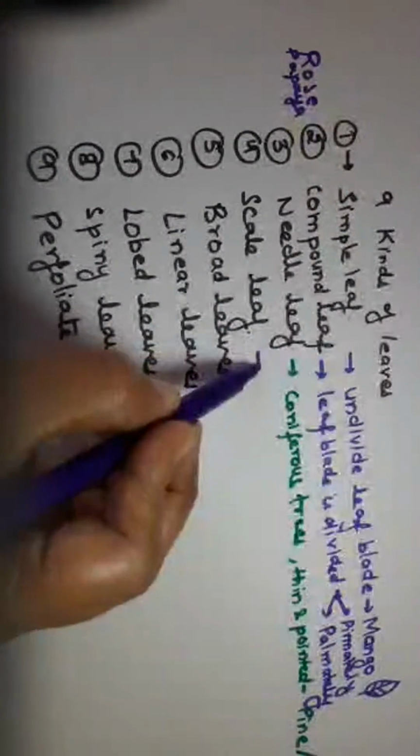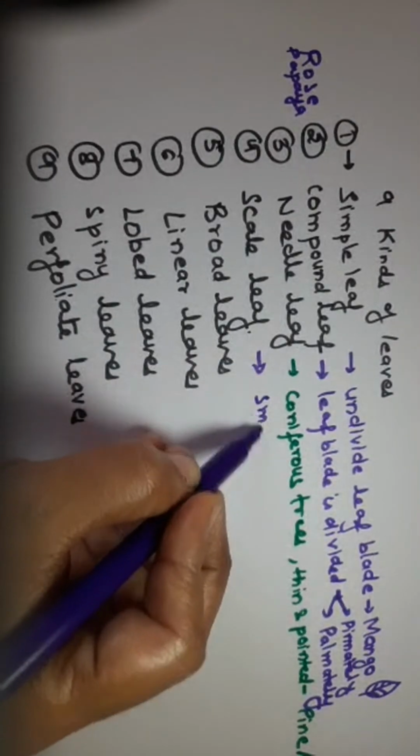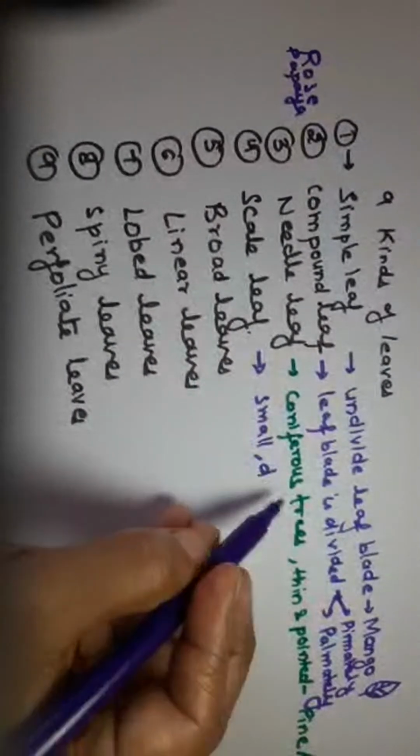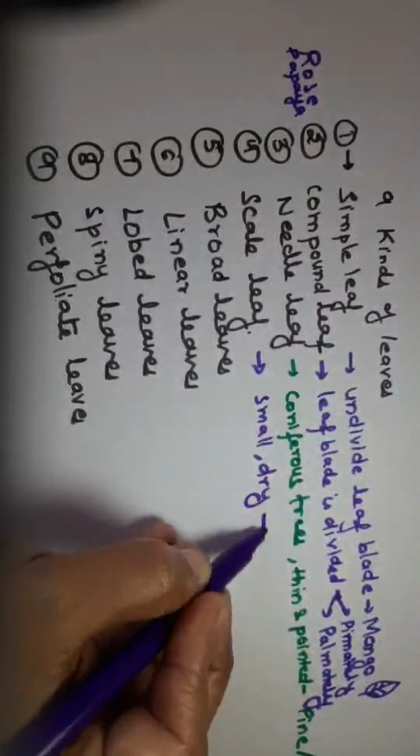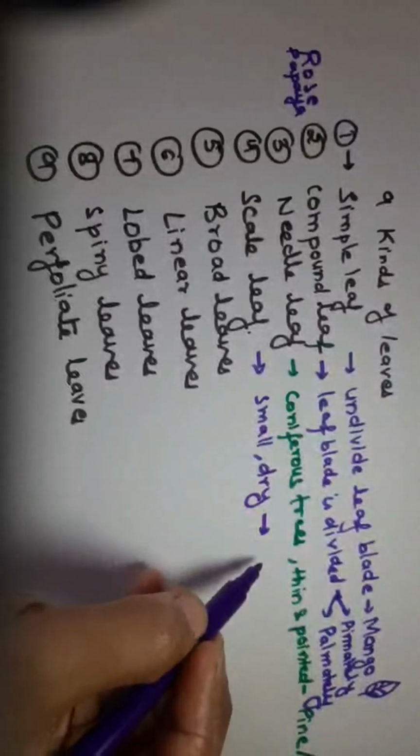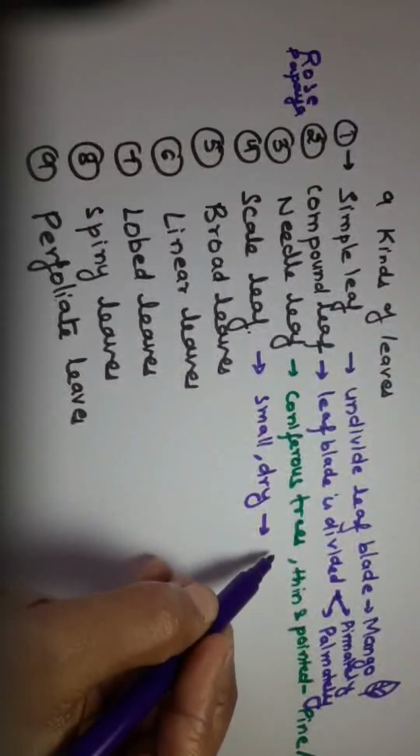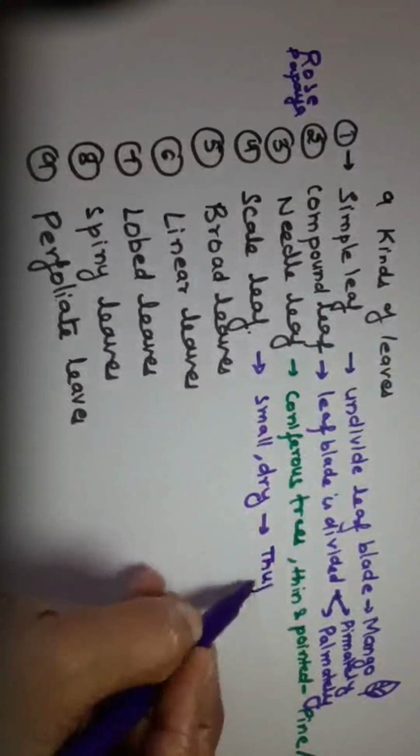The fourth kind of leaf is the scale leaf, students. If you look into their structure, they are small, dry, and scale-like. This kind of leaf helps in the protection of the bud, and it can be observed in the species known as thuja.